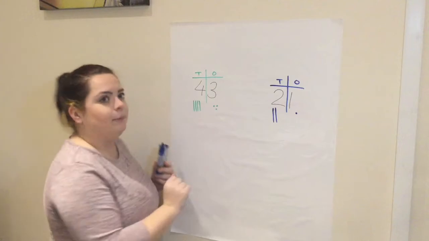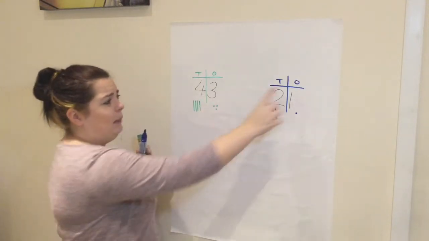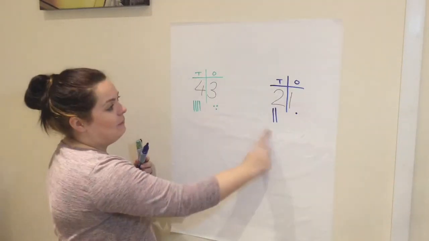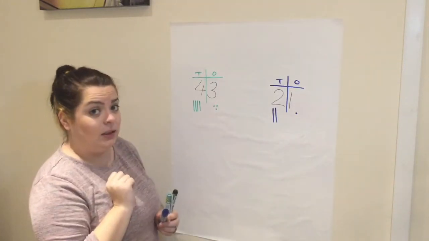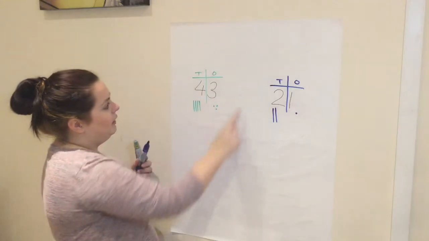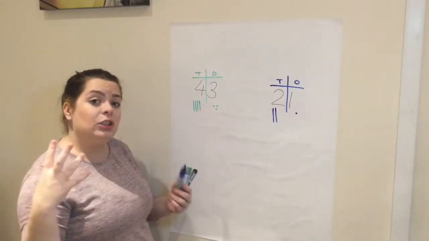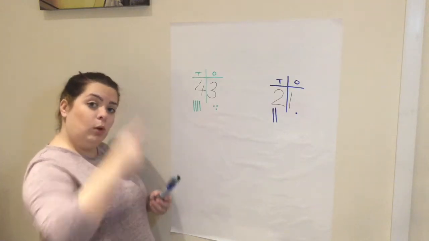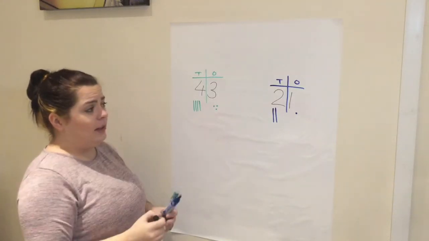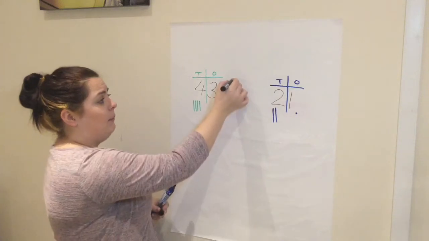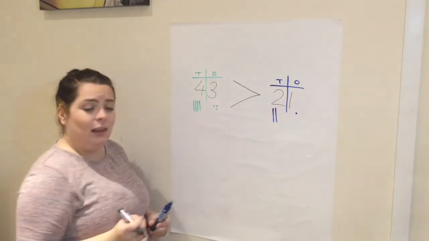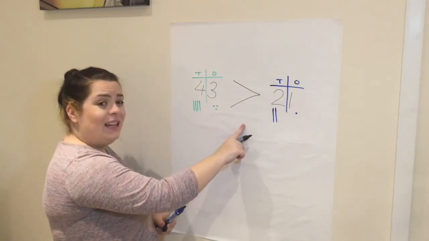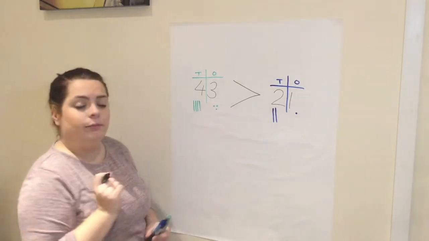This one, 43. Okay, now it doesn't really matter about these ones unless they have the same amount of tens. Okay, so I know that this one is the larger number, is the bigger number, because it has got more tens, more sticks. So I'm going to make my mouth point that way. And it says 43 is greater than 21.